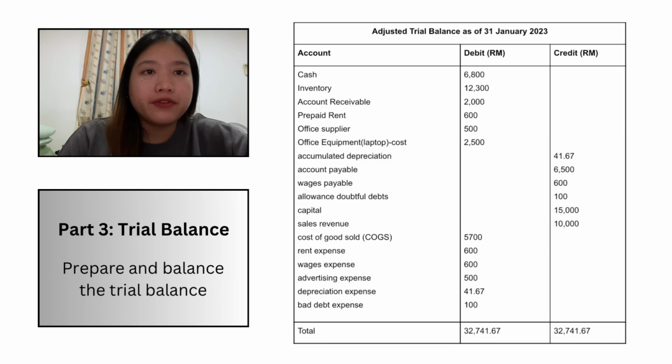The second step is transferring balances. Balances from all ledger accounts, including cash, inventory, receivables, payables, and expenses, were brought into the trial balance. Both adjusted and unadjusted accounts were included. The third step is ensuring accuracy. The total of the debit column equals the total of the credit column, confirming the double entry principle has been upheld.